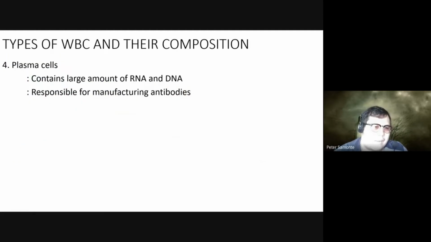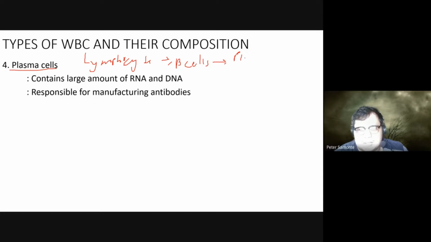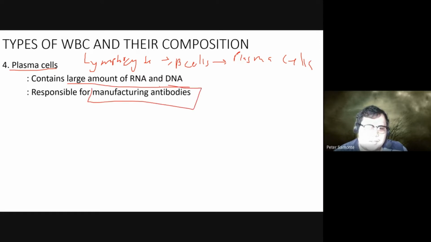Then we also have your plasma cells. Now, your plasma cells are usually derived from your lymphocyte who became B cells, and the B cells would then produce your plasma cell or your plasmacyte. Now, they would contain large amount of RNA and DNA and are responsible for manufacturing antibodies.